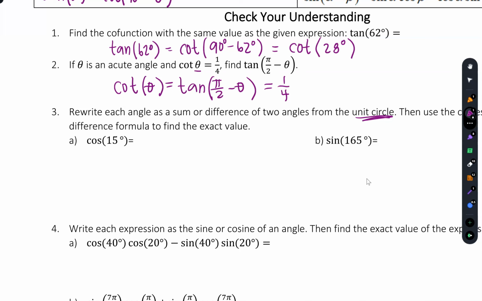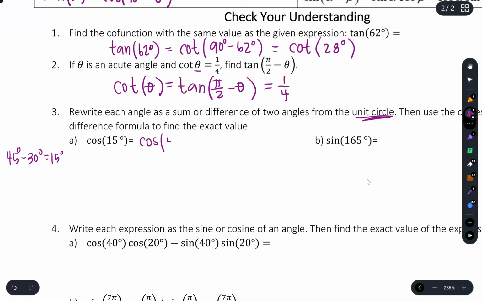But I could say 45 minus 30. So 45 minus 30 gives me 15 degrees. So cosine of 15 degrees is the same thing as me saying cosine of 45 degrees minus 30 degrees. Okay.